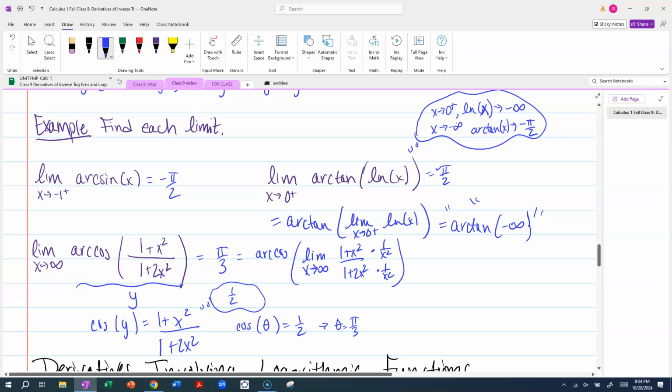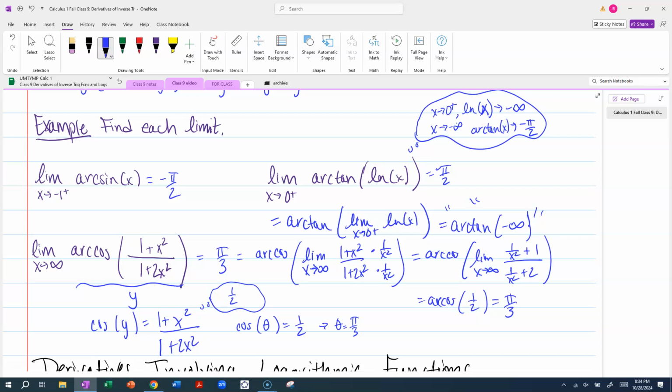And then I get arc cosine of the limit as x goes to infinity of 1 over x squared plus 1, over 1 over x squared plus 2, and lo and behold, I get arc cosine of 1/2, which is pi over 3. So it's a long way to get to the answer that I already kind of knew, but this is the more formal approach.